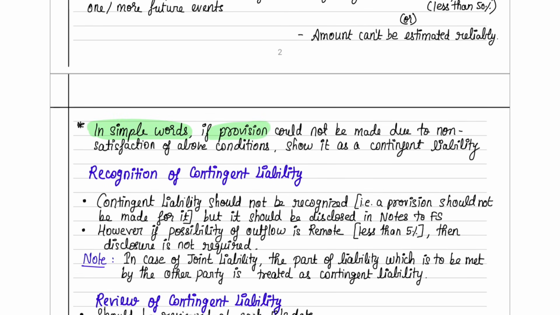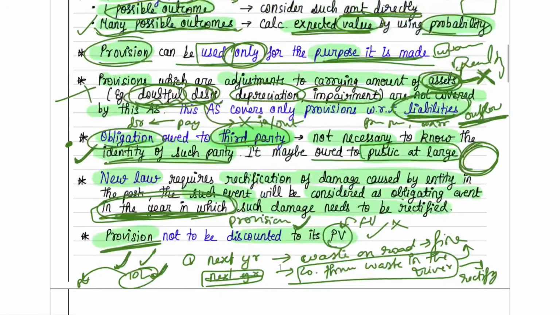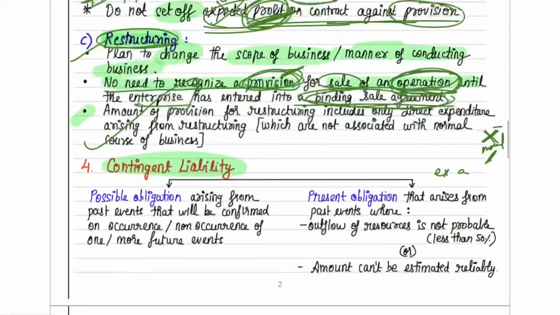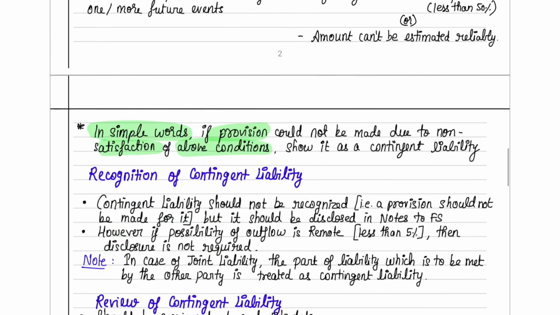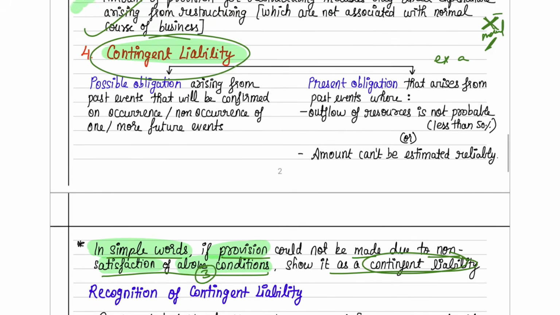If a provision is not able to meet the recognition criteria, we read that three conditions should be satisfied. If even any one of the conditions is not satisfied, then in such a case you can book it as a contingent liability. That's what I've written here in simple words: if a provision could not be made due to the non-satisfaction of any of the three conditions that we read, then show it as a contingent liability. In simple words, that is what a contingent liability is.